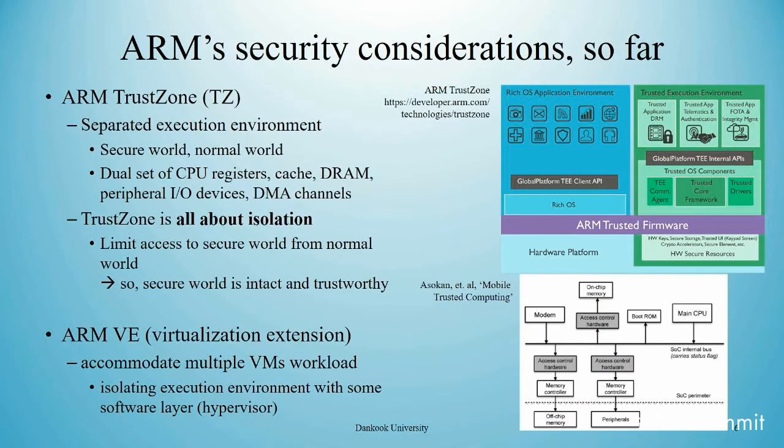So basically, trusted computing is difficult, and because ARM has many security use cases, ARM has considered security and has unique security features, TrustZone, from ARM11. ARM's TrustZone provides a separated execution environment, the secure world, separated from the normal world. You have a dual set of CPU registers, dual set of caches, and DRAM and peripheral devices are controlled by separate access control hardware. Basically, it is all about isolation, limiting access to the secure world from the normal world. The secure world is said to be intact and trustworthy because it cannot be accessed.